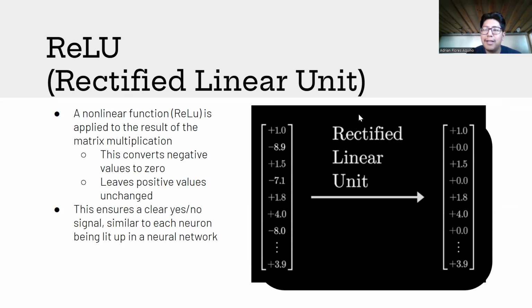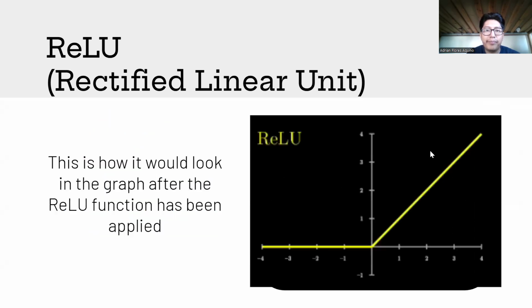So what I mean by this is that once this has been converted into zero, or left as it is if it is positive, you could think of it as a neural network with neurons. Since it's one, realistically, the neuron would be super bright. But if it's zero, the neuron would be super dark, meaning that it has no effect on the final output. In the graph, it would look something like this, since the negative values are all zeros and the positives are left just how they are. So it just keeps going up.